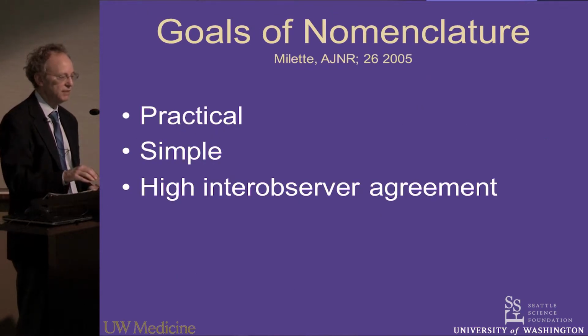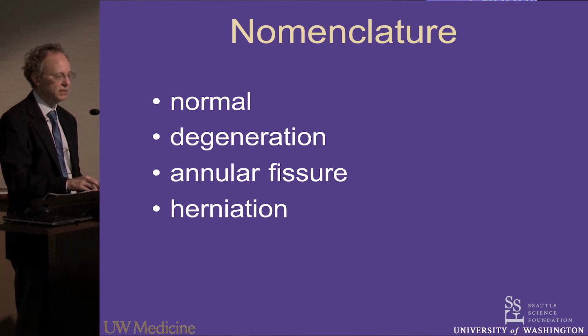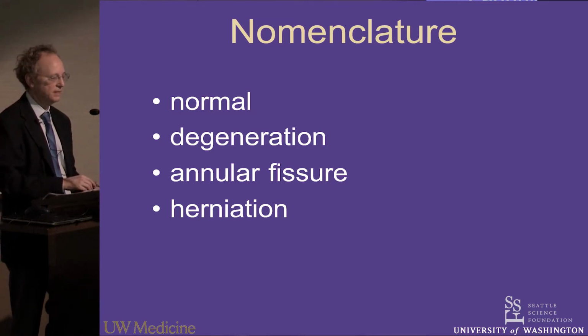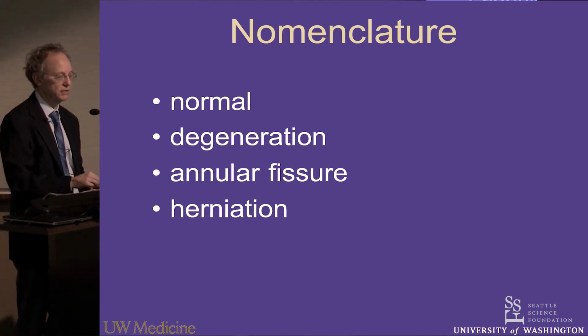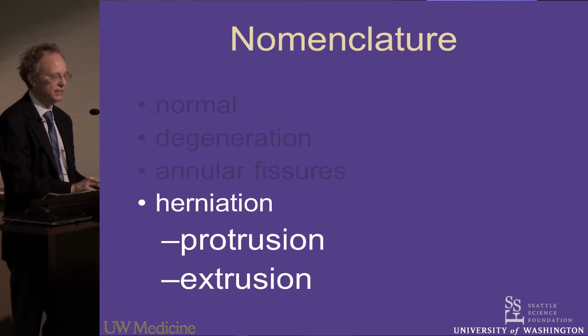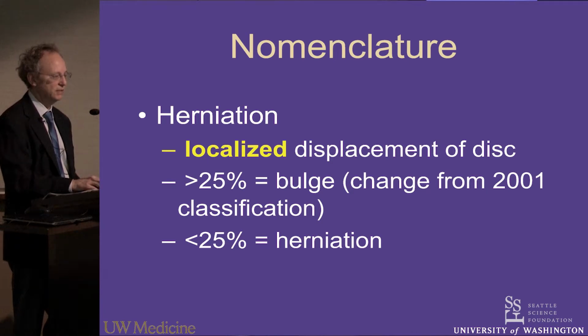So the goals, again, are practical, simple, high inter-observer agreement, and the basic nomenclature is this. It talks about whether the disc and disc level are normal, whether it's degenerated, whether there's an annular fissure, whether there's a herniation. And I just wanted to focus on herniation because I think that has in many ways the most relevance, and that's where there was the greatest degree of variation of nomenclature.